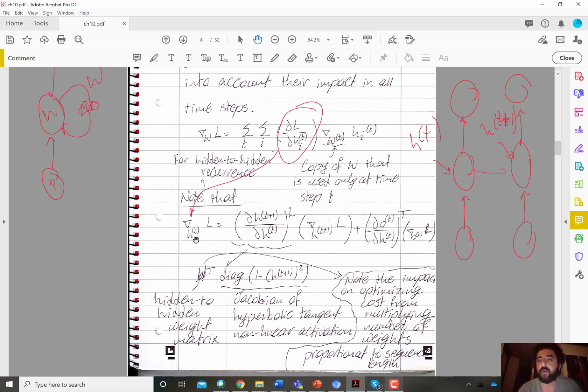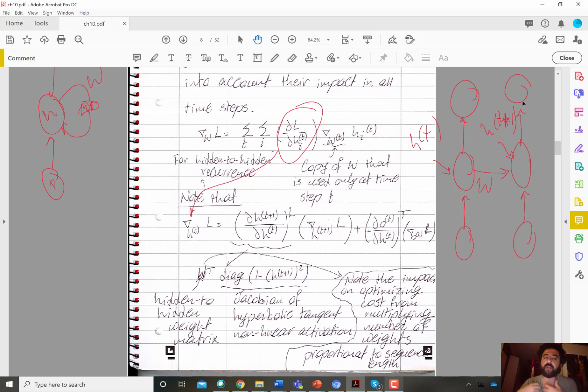And I have W going from h of t to h of t plus 1. Then the cost, how is h of t right here affecting the final output? It's affecting O of t, right? So it's affecting the output right here, right? And it's affecting h of t plus 1, which by itself will affect the final output through its contribution to O of t plus 1 and its contribution to h of t plus 2.